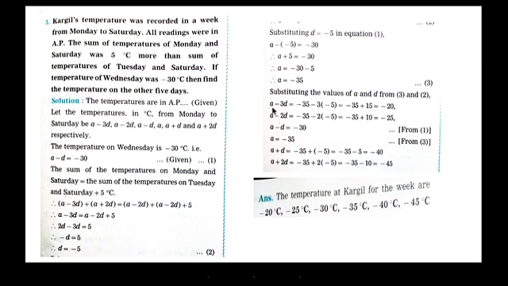So on Monday the temperature was A minus 3D. Okay, that is A is minus 35 minus 3 into D is minus 5. So on adding we have minus 20. A minus 2D will be minus 35 minus 2 into minus 5, that is minus 25. A minus D is equal to minus 30. This is given to us. A is minus 35. A plus D will be minus 35 plus minus 5, that is minus 40. And A plus 2D will be minus 35 plus 2 into minus 5, which is equal to minus 45.